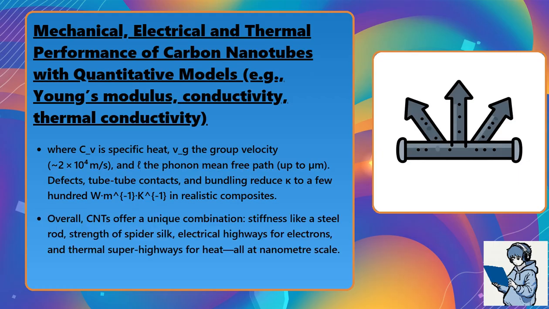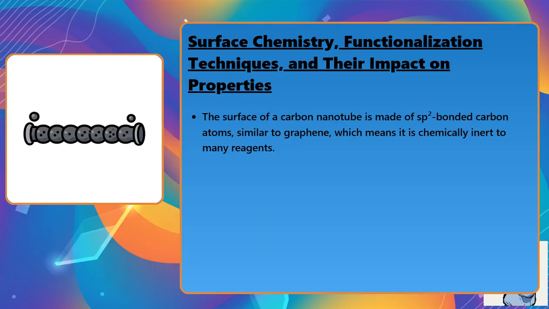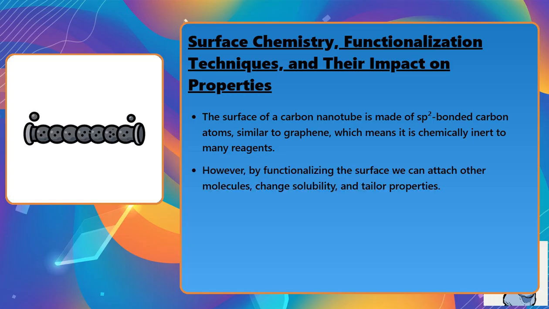Overall, carbon nanotubes offer a unique combination. Stiffness like a steel rod, strength of spider silk, electrical highways for electrons, and thermal superhighways for heat, all at nanometer scale. The surface of a carbon nanotube is made of sp2 bonded carbon atoms, similar to graphene, which means it is chemically inert to many reagents. However, by functionalizing the surface, we can attach other molecules, change solubility, and tailor properties.